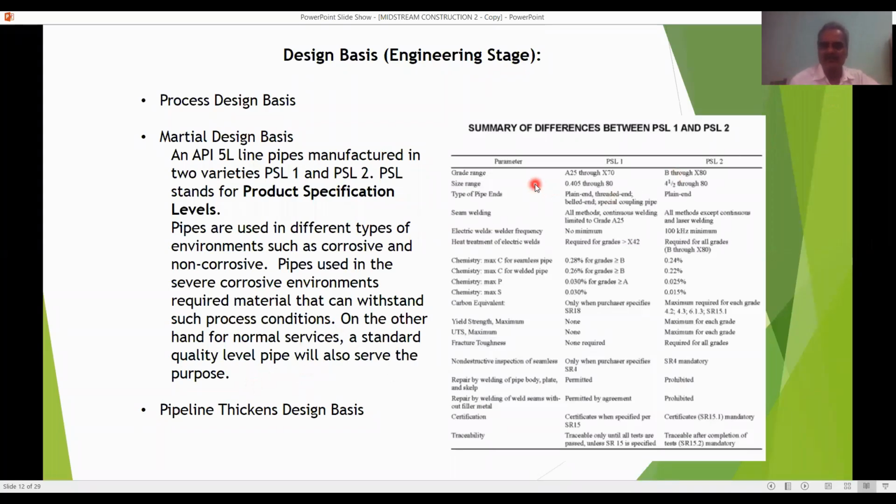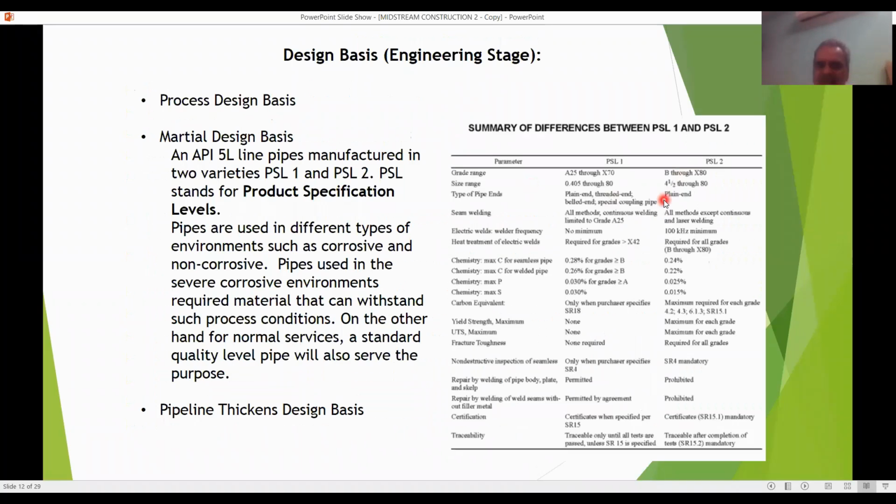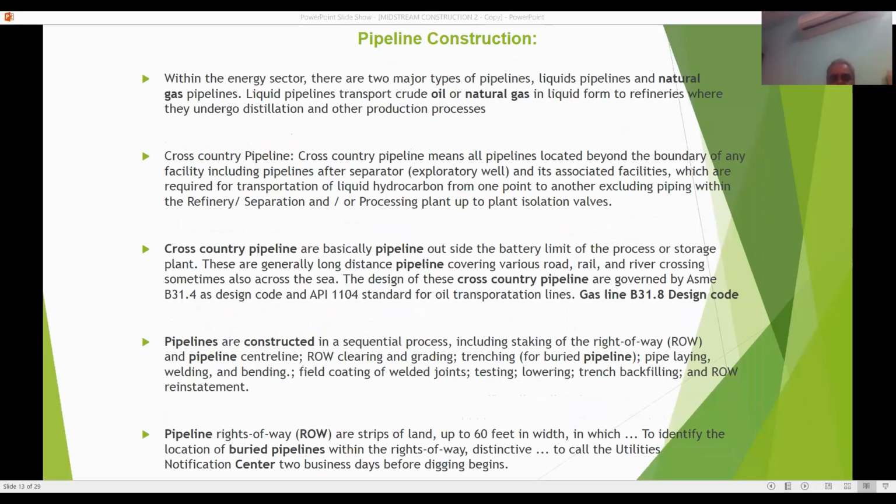See, this is PSL1, PSL2. You see this chart, okay, summary of differences between PSL1 and PSL2, and pipeline thickness basis, design basis. These things, you can go through this. It is available on the net, Google. Okay, the small letters, it is pasted over here for your ready reference. Understand? And just Google it: summary of difference between PSL1 and PSL2. You will get the details. Go through that. You will understand much. You will have a good idea.